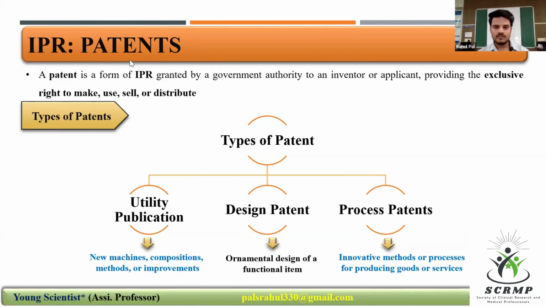In the flowchart, I'm just differentiating between the utility publication and the process patent. Before the utility publication, you will not go for the process patent, right? Design patent is separate work. But if you are not filing any work for the utility publication, you will not directly go for the process patent.